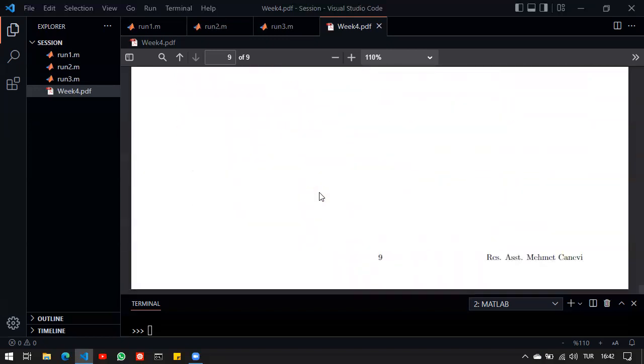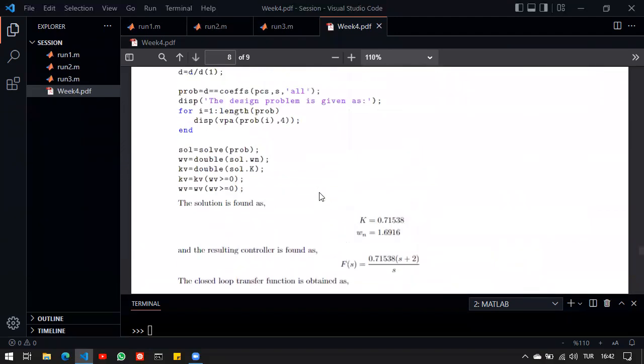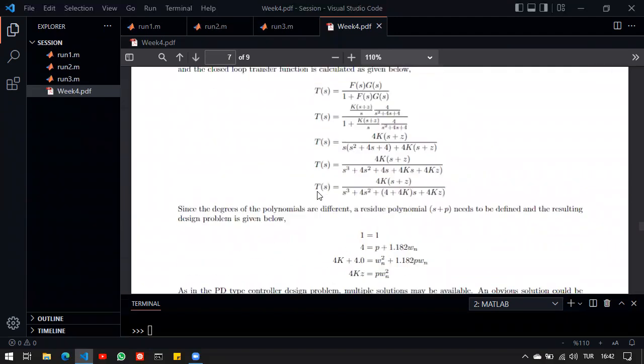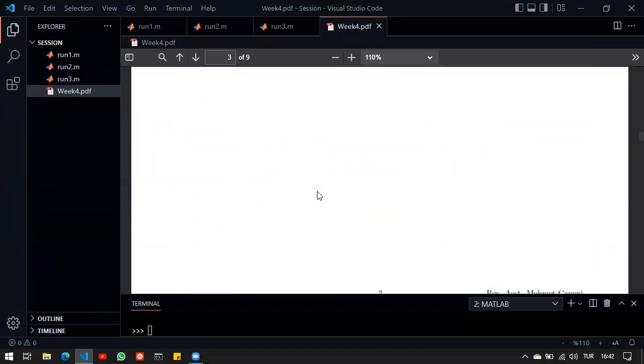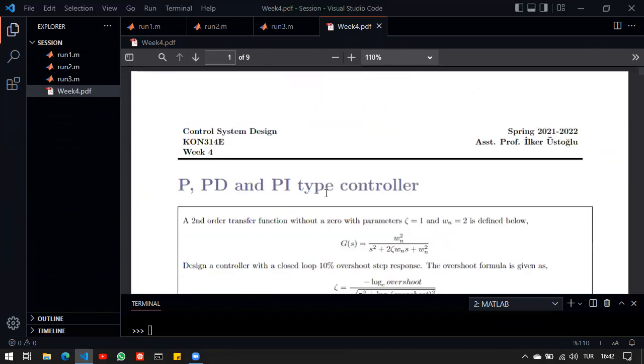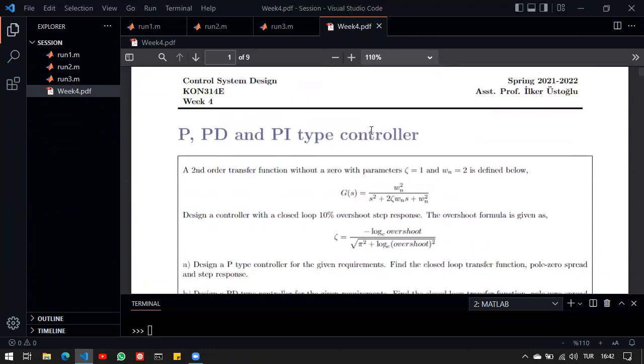So that's pretty much it for this week. If you have any questions, I might try my best to explain it to you. In the PDF, you can see step-by-step the solutions here. As I've mentioned before, I'm going to upload week 5 as soon as possible. So there will be no online session for week 5. You will have it available.